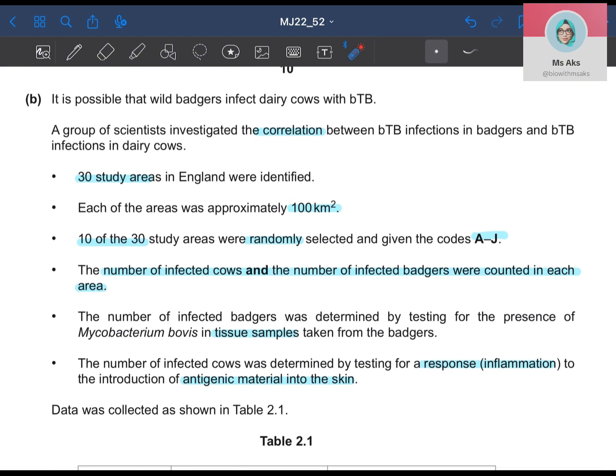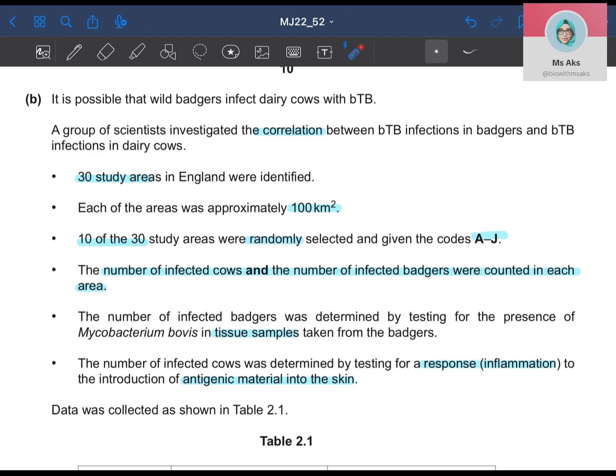So next bit, it is possible that wild badgers infect dairy cows with BTB. A group of scientists investigate the correlation between BTB infections in badgers and BTB infections in dairy cows. 30 study areas in England were identified. They are approximately 100 square kilometers. 10 out of the 30 study areas were randomly selected and given the codes A to J. The number of infected cows and the number of infected badgers were counted in each area, A to J.